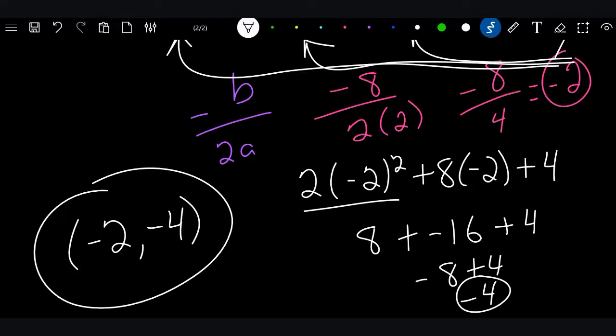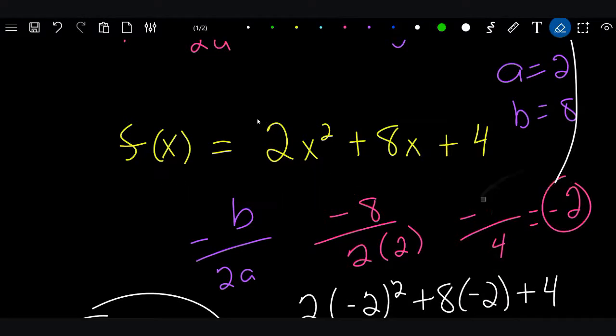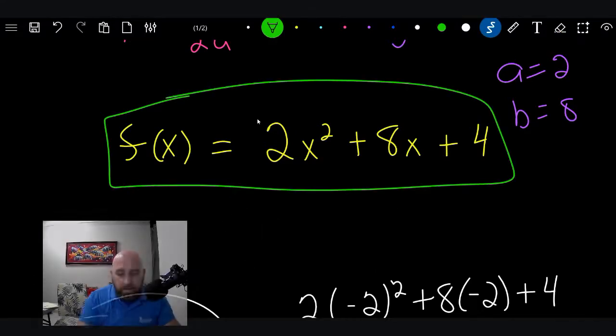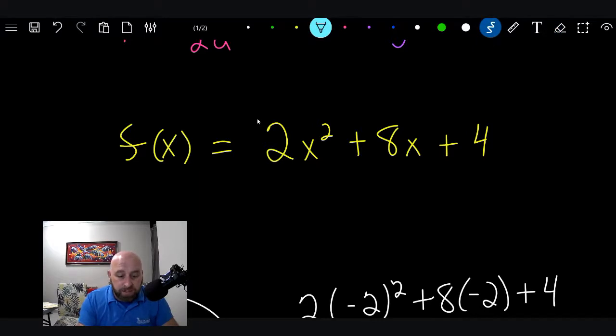There's my vertex. So let me get rid of some of this work that's around here, and I want to go back and look at this. Okay, let's look at this right here. How are you going to find the vertex of this one? It's going to be challenging, and let me show you why. Yes, you have a multiplier out front, but you have this linear term in there. We haven't dealt with this linear term.